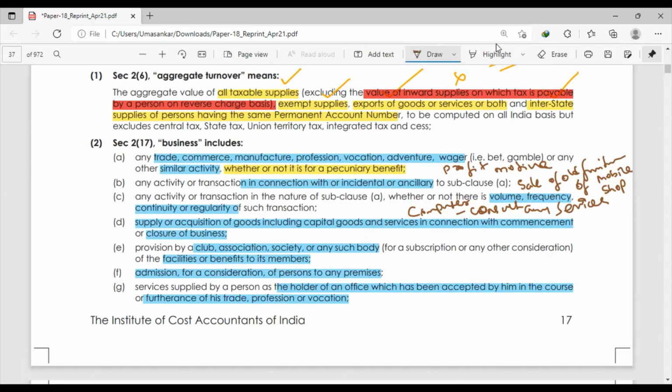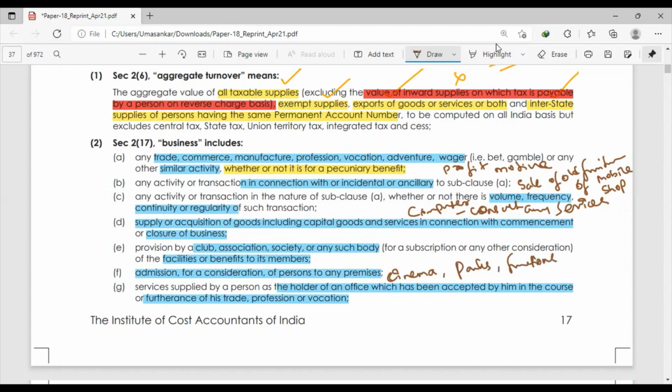Now, admission, I've also given an example: admission for a consideration of a person to any premises. Entry tickets to amusement parks, Diwali mela or any functional activities, cinema theaters. I will write here: cinema theaters, parks, functions, all these things.